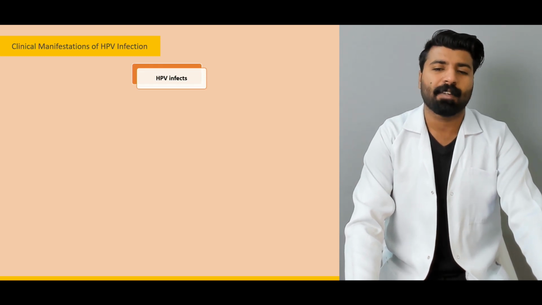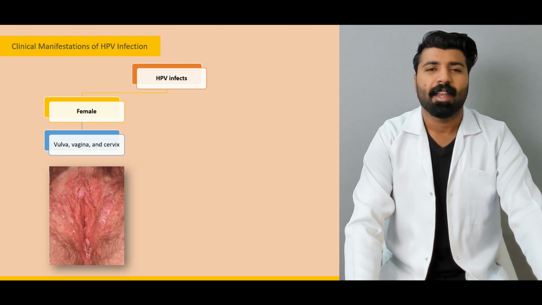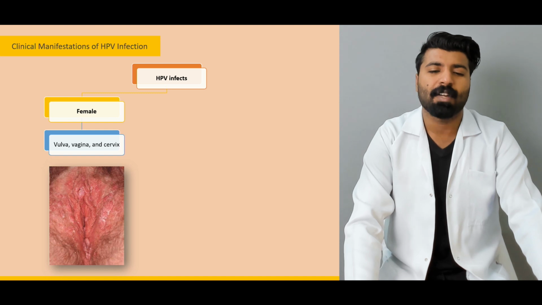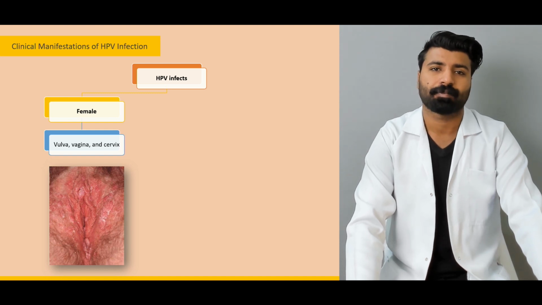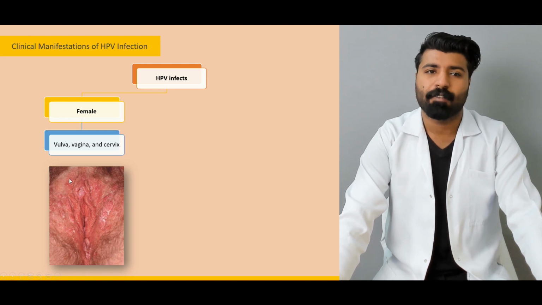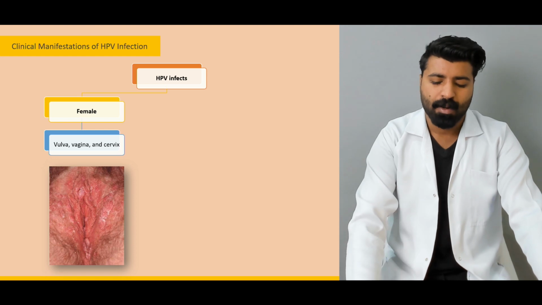First of all, HPV infects females and males. In females, what do they affect? In females, they affect the vulva, vagina, and cervix. Now, you can see different kinds of warts here even in the vaginal area. This is the vulva, vagina, and cervix. These three are the target organs for HPV in females.